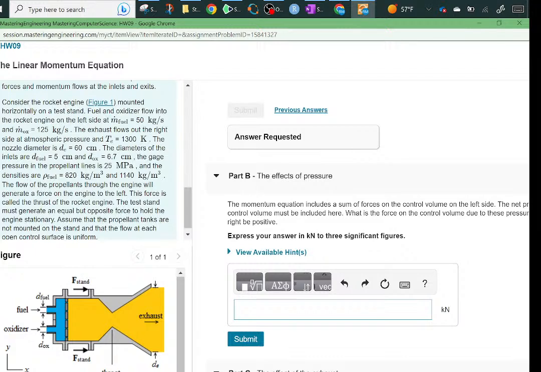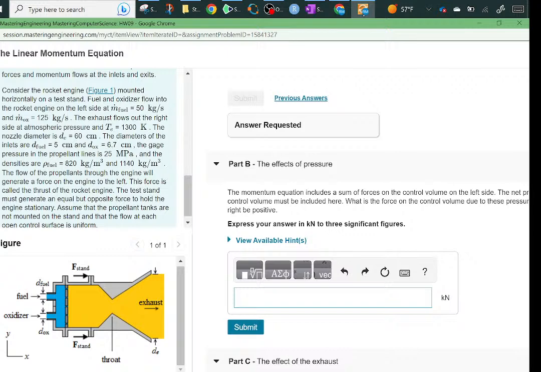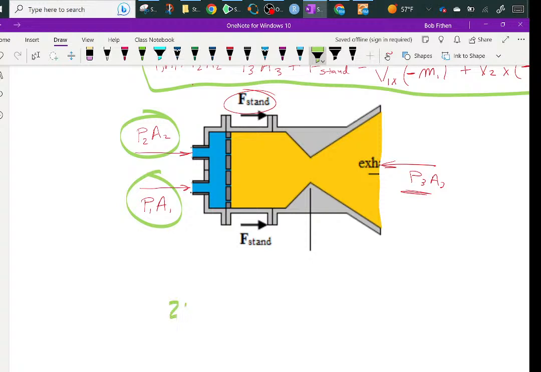Oh, the gauge pressure in the propellant lines is 25. Okay. Yeah, so they are both at 25. But he doesn't tell us at the exit, so I'm assuming we have carte blanche to say that the exit pressure is 0, just going into the atmosphere. So 25 megapascals.